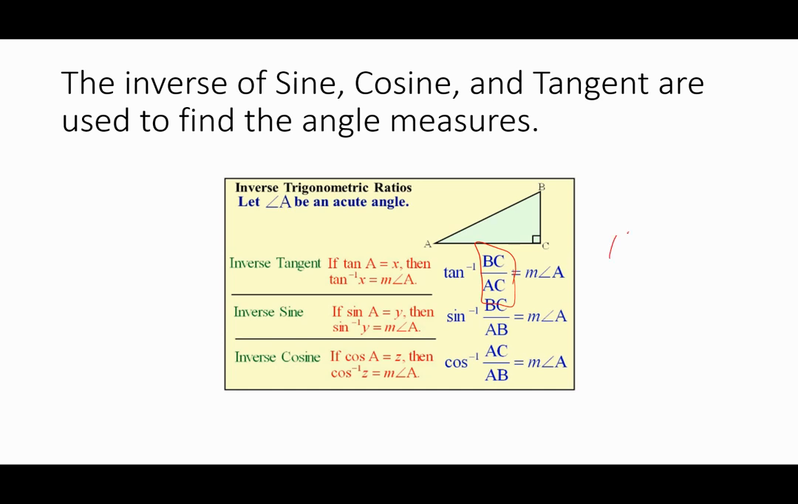This is TOA. You know, it's opposite. So if we're looking at angle A, BC is still our opposite. AC is still the side that's next to us. So we don't flip our ratio.